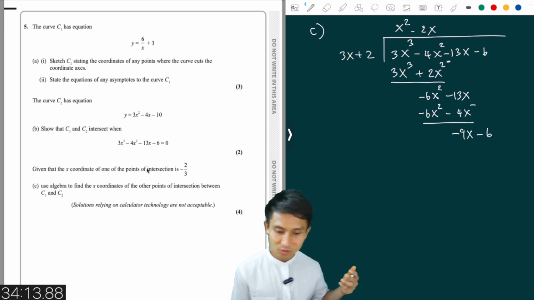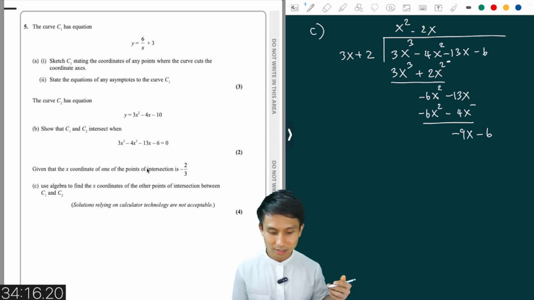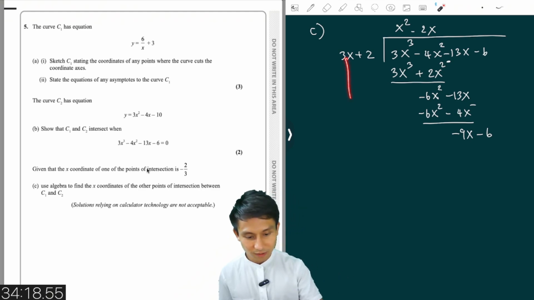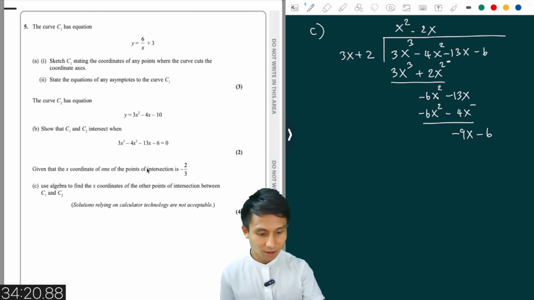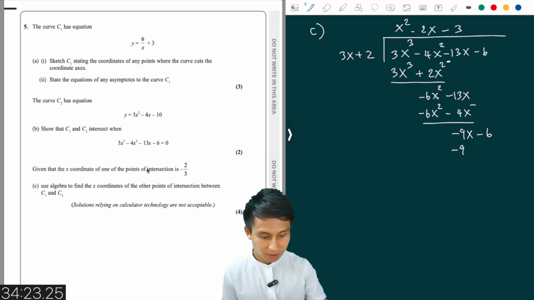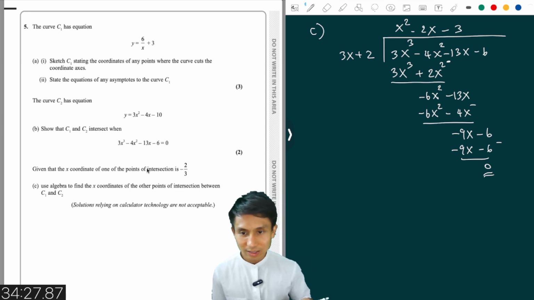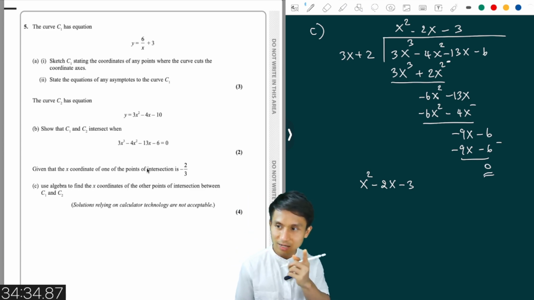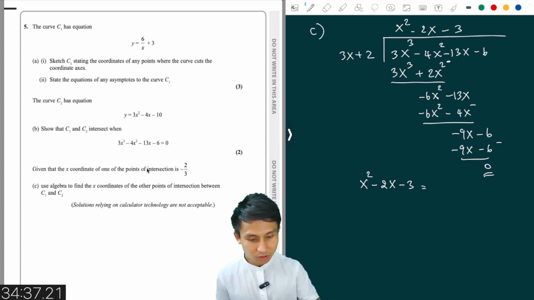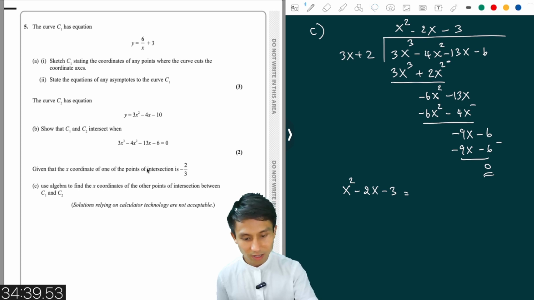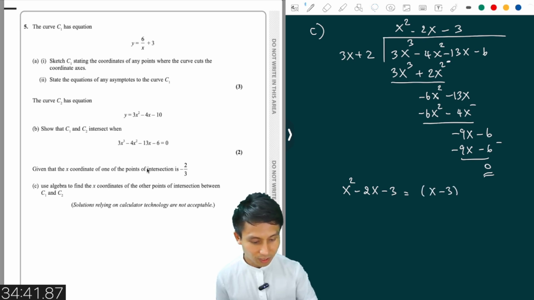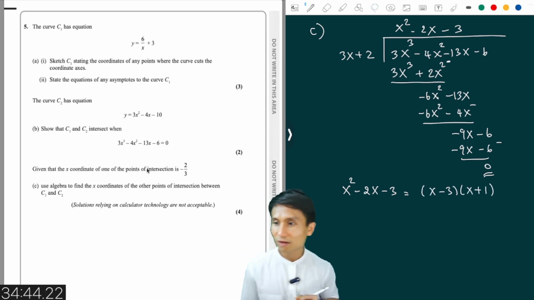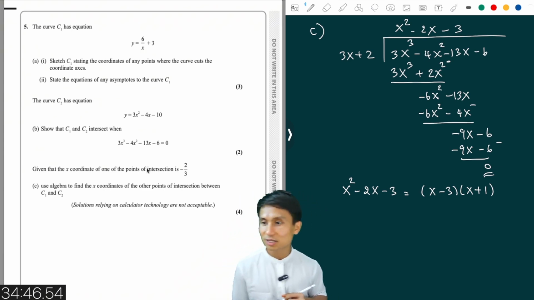We are expecting to have 0 remainder here. So 3x dividing into minus 9x, we get minus 3. And that is minus 3x minus 6. So the remainder is 0 indeed. So we can now say that this is the quadratic factor of the equation. But we can also go further, because we can factorize this to be x minus 3 and x plus 1. If you have practiced enough quadratic factorization, that should be straightforward.